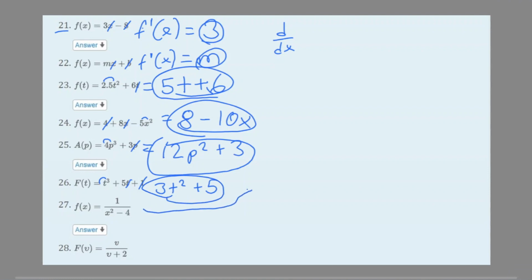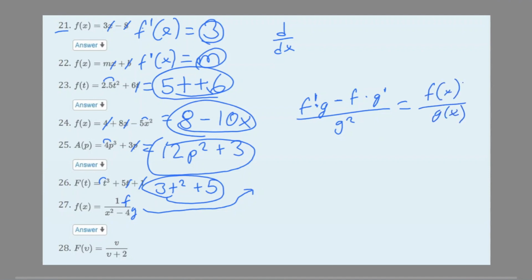Now 27, we are going to have to use the quotient rule, which, if you remember, is f prime times g minus f times g prime, over g squared. So f is the top function and g is the bottom function. This is equal to f of x over g of x. That's what you base the rule off of. So the derivative of 1 is 0, so we do 0 times g, which is x squared minus 4, minus f, which is 1, times g prime, which is 2x.